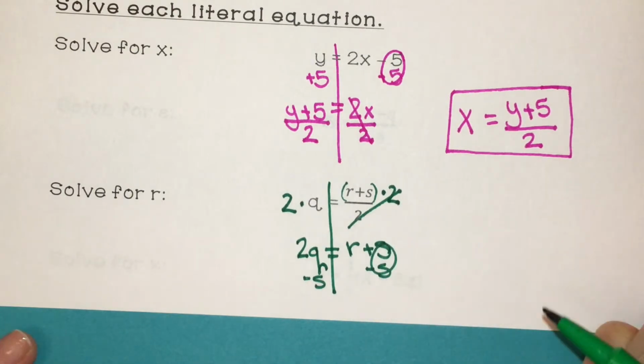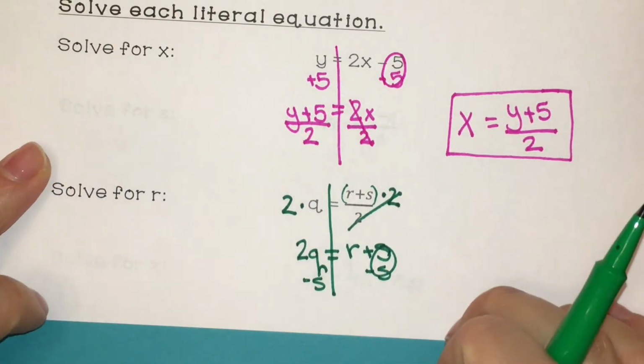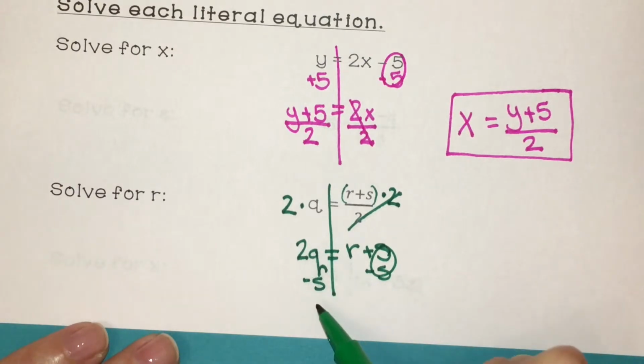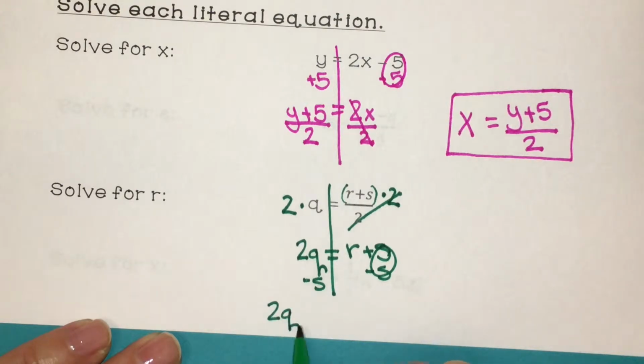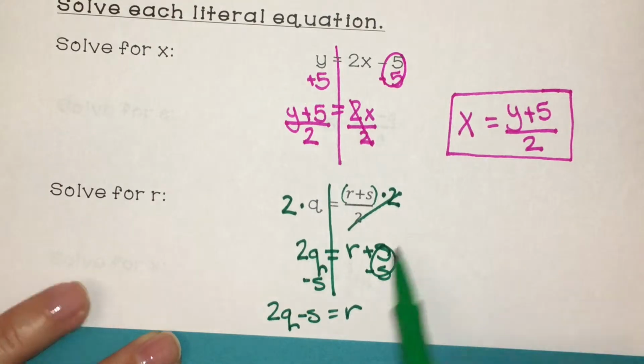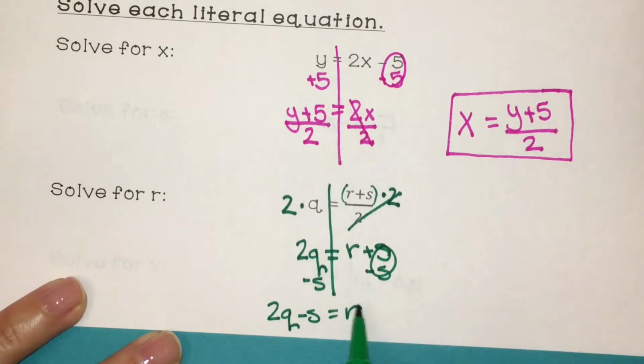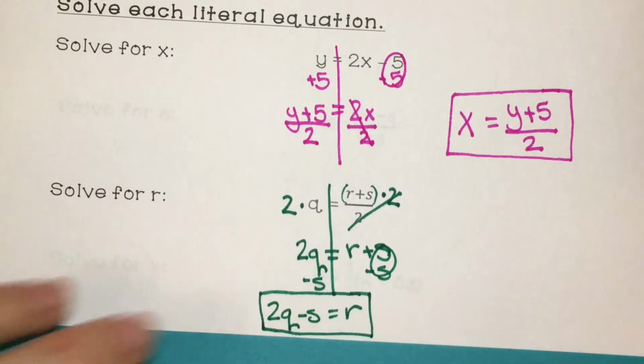S minus s is 0. And we cannot combine our 2q and s, so it's just going to be left as 2q minus s is equal to r. If you want to reverse it, you can. So you have r equals 2q minus s, but it really doesn't matter. It means the same thing.